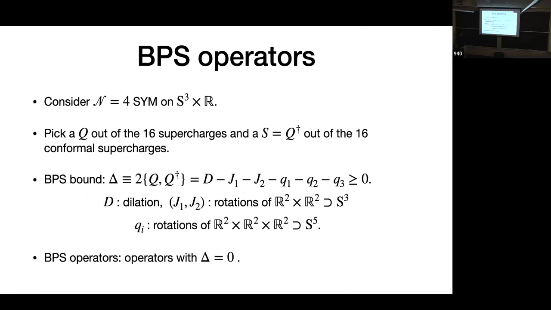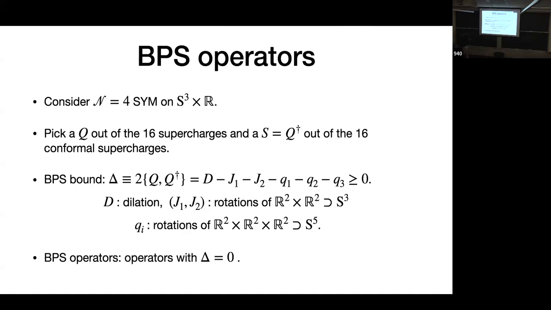So the setup is that we will consider N=4 super Yang-Mills on S3 times R. R is the time and S3 is the space of N=4 super Yang-Mills. Then we will pick a supercharge Q out of the 16 supercharges and a conformal supercharge S out of the 16 conformal supercharges, where S is the BPZ conjugate of Q. With Q and S, we can consider this anti-commutator and Q dagger.